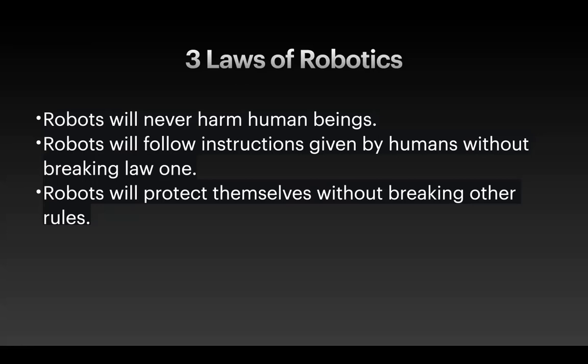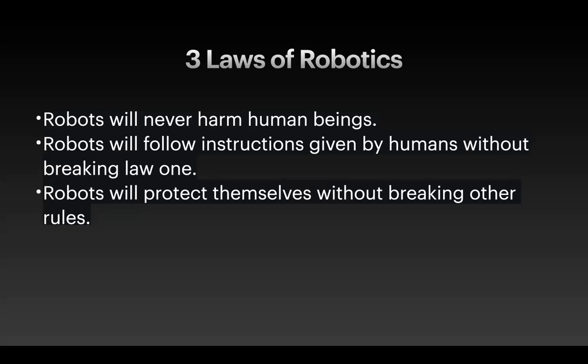But generally speaking, robots will protect themselves, and at the same time, they won't harm any human beings or any animals, because they are not meant to harm animals either. So these are the three major laws of robotics that we should know. Whenever we are building a robot, we should consider these three laws, and we should design it accordingly.